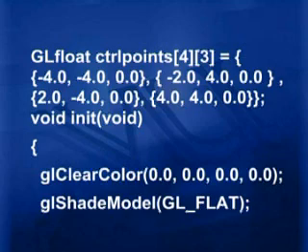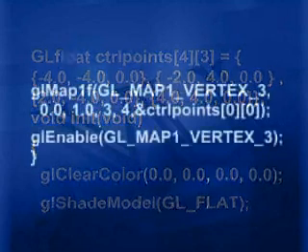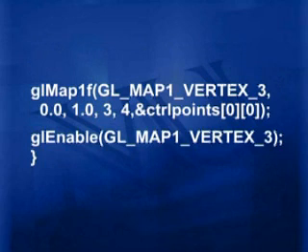Then glShadeModel is specified to be GL_FLAT, and then glMap1f is called with the parameters GL_MAP1_VERTEX_3, 0, 1, 3, 4, and the address of control points 0, 0. So the very first control point's address is being passed. glEnable is called next with the parameter GL_MAP1_VERTEX_3.